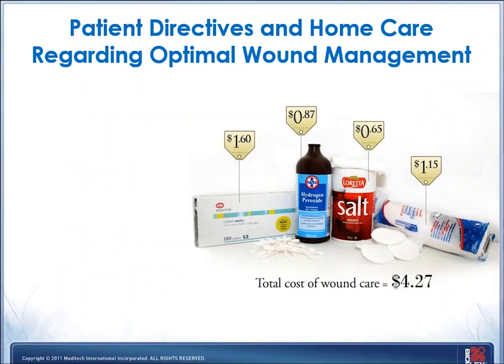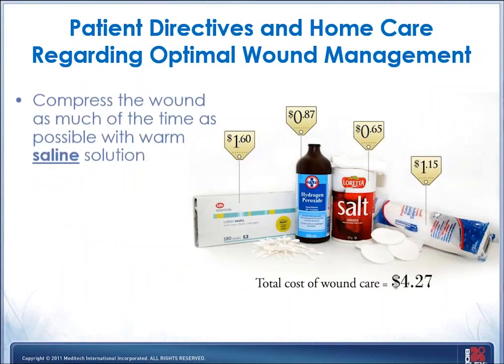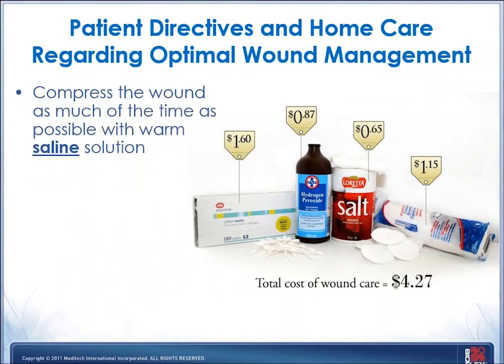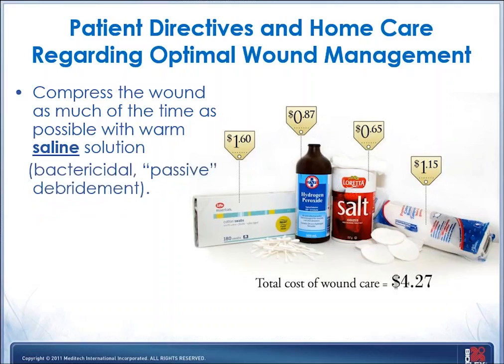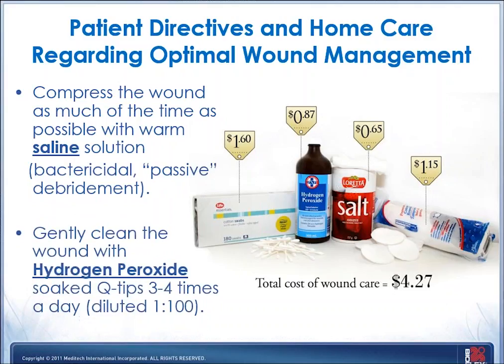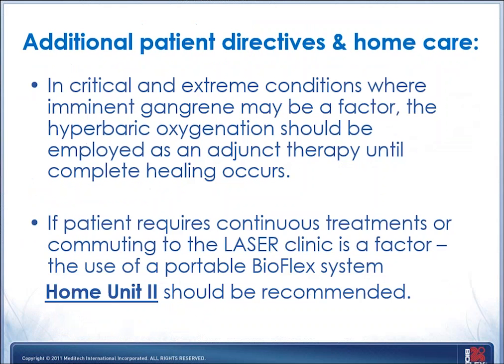So this is how the actual wound care is done. Most of this will be part of the homework for patients. And as you can see, the cost of that wound care would be $4.27 when you put together all of those simple elements. So we suggest our patients compress the wound as much of the time as possible using warm saline solution for bactericidal purposes and passive debridement to remove all of the dead tissue from the area, as well as very gently touching it with diluted hydrogen peroxide.